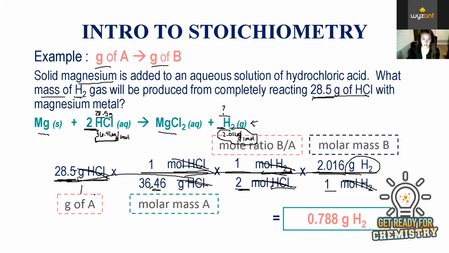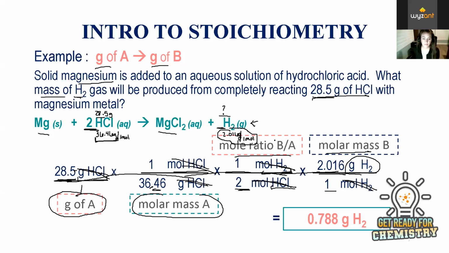Okay, and again, grams of A, this is what you started with. This is the molar mass of A. This is the mole ratio of B over A, or A over B, depending on where your units are. B over A in this case, because we're trying to get to B. And then this number is the molar mass of B. So these are where all these numbers are coming from, and this is the full stoichiometry, grams to grams.